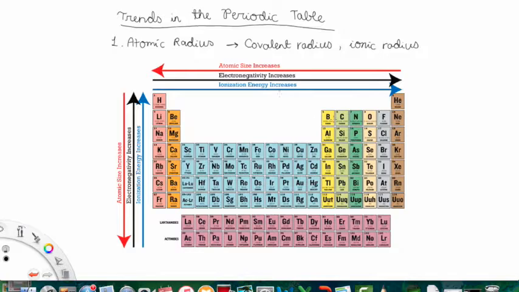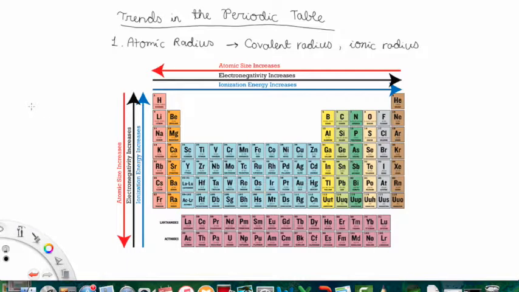So if you look at this periodic table, we can see that atomic radii increase down a group, as you can see with this red arrow, and atomic radii decrease across a period. So basically, it increases to the left. The reason why it increases down a group is because we have additional shells further from the nucleus.